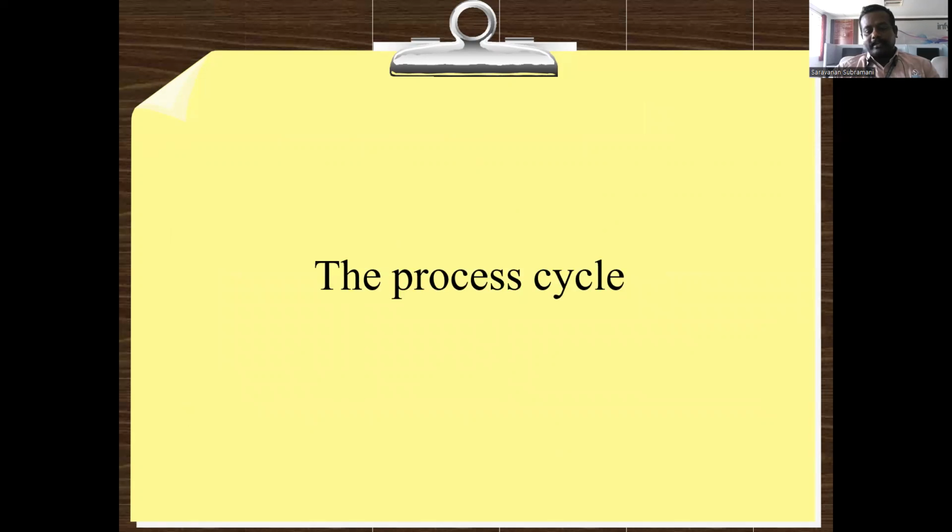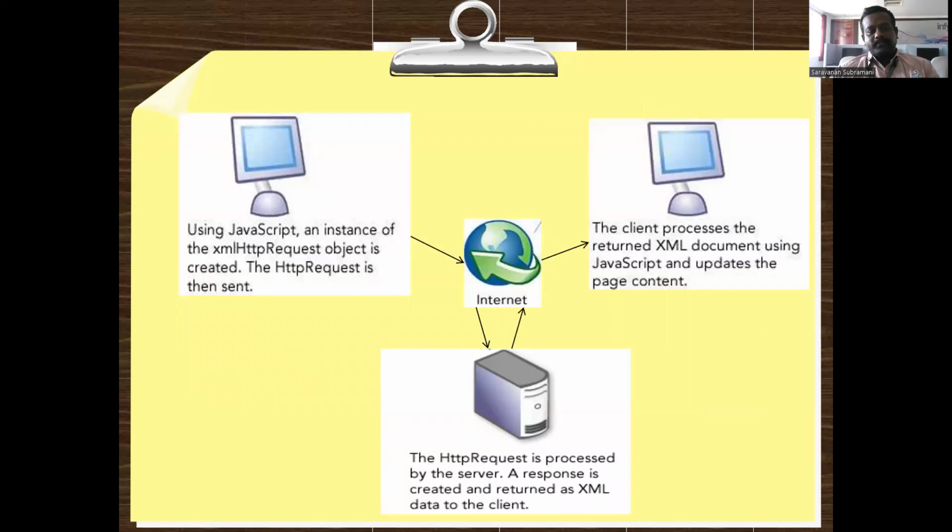So the process cycle of Ajax, how it is happening. We have to see it one by one. First of all, using JavaScript, an instance of the XMLHttpRequest object is created. Then that HTTP request is sent to the server, through the internet, and it reaches the server like an HTTP request.